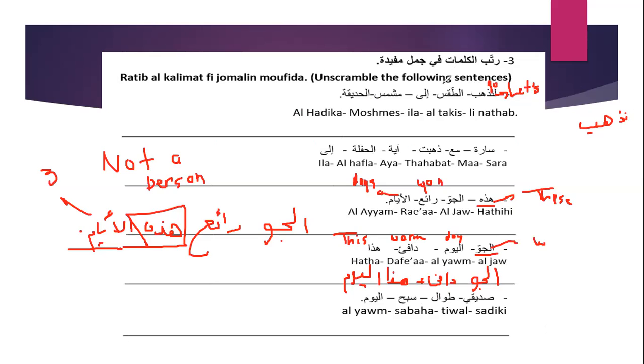So weather, which is الطقس. إلى is to. مشمس, we need to know this, it's sunny, okay? And الحديقة is what? Park. So we start with what? How is the weather? الطقس. How is the weather? Sunny. Okay. So الطقس مشمس. So because الطقس مشمس, لنذهب, let's go to the park. لنذهب إلى الحديقة. Okay.